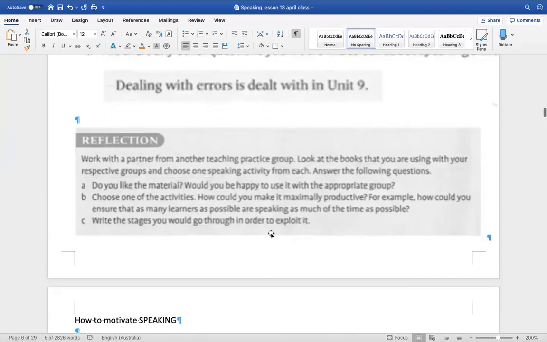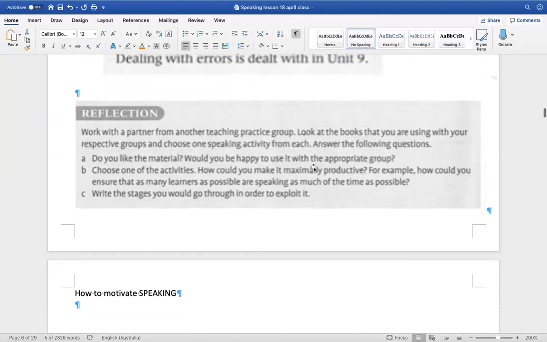And then we had reflection, which was just look at the material, is it appropriate, how to make the material maximally productive. So we talked about if you had a book, for example, talking about Melbourne. So you had these little coupons. If we introduce the vocab, we talk about it, listening activity, reading activity, and then writing activity, based on these, looking at a particular grammar form. So you could say first conditional.